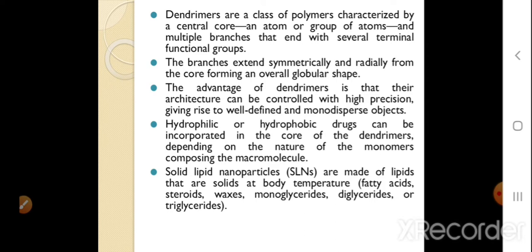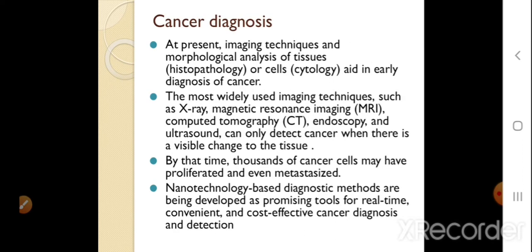The other class of organic nanoparticles is solid lipid nanoparticles. These are made up of lipids that are solid at room temperature, like fatty acids, steroids, waxes, monoglycerides, diglycerides, or triglycerides.